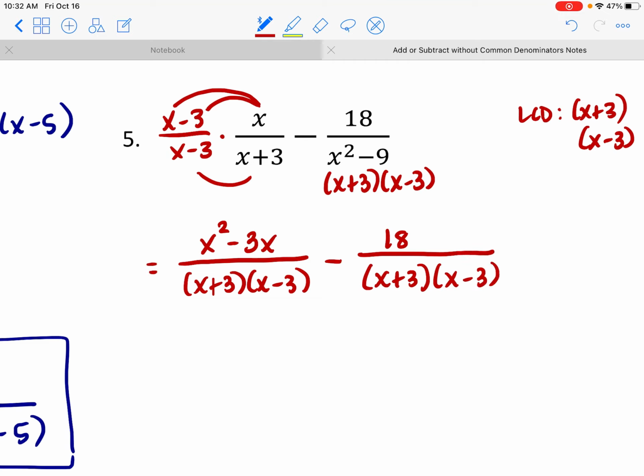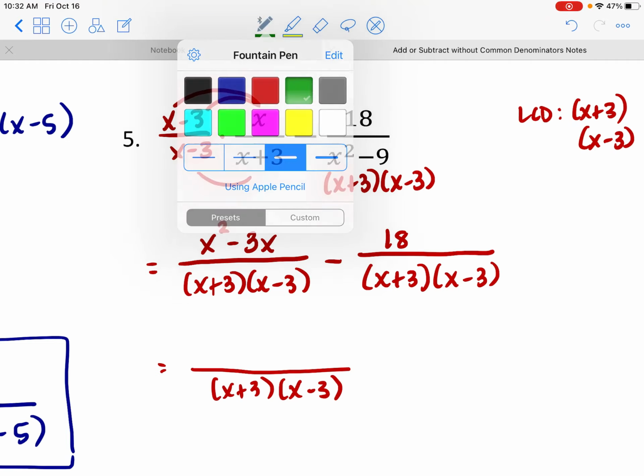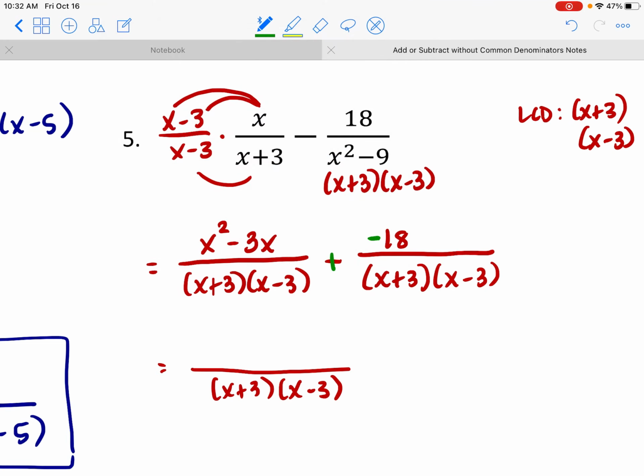Okay, so now I can keep my common denominator, x plus 3, x minus 3, and I can try to combine like terms from my numerators. Now I can't combine any of those terms. Just be careful, this is subtraction, so I want to make sure that subtraction goes with that 18. So I'm looking at an x squared and a minus 3x and a minus 18 to bring down.